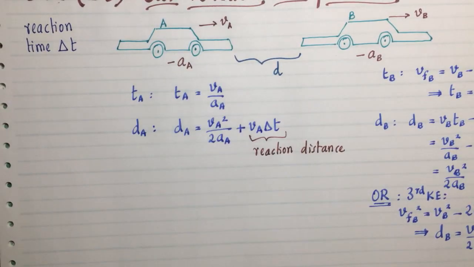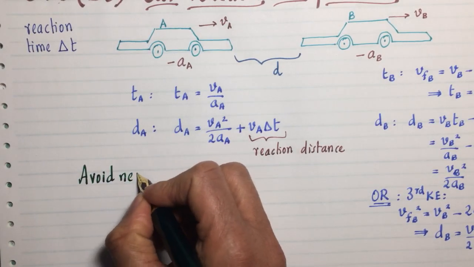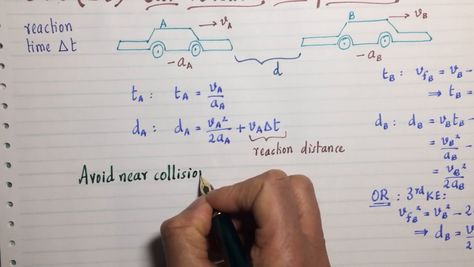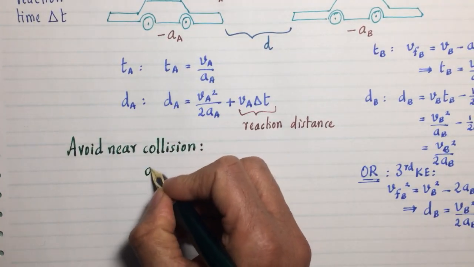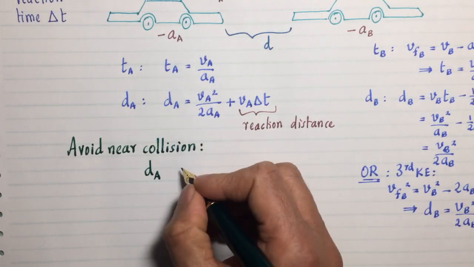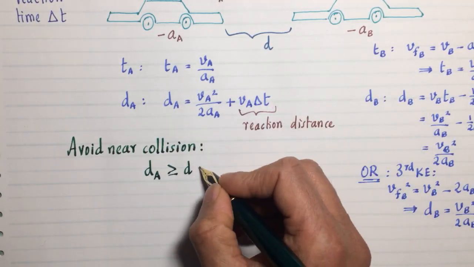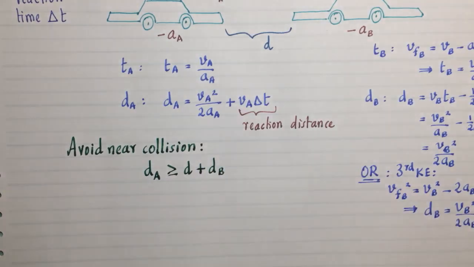So what are we after now? We want to make sure that there's no collision between car A and car B. So we want to avoid the inevitable near collision. The condition for that to be avoided is that the distance traveled by A, including the reaction distance, must be greater than or equal to the initial distance separating them, which is D, plus whatever additional distance car B has put in the meantime. That captures everything about this problem.